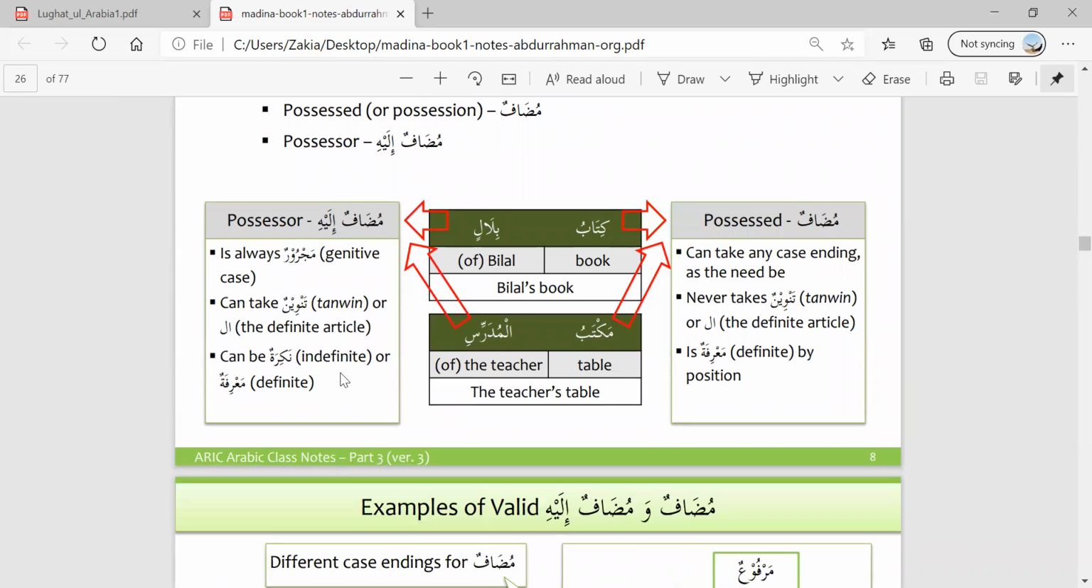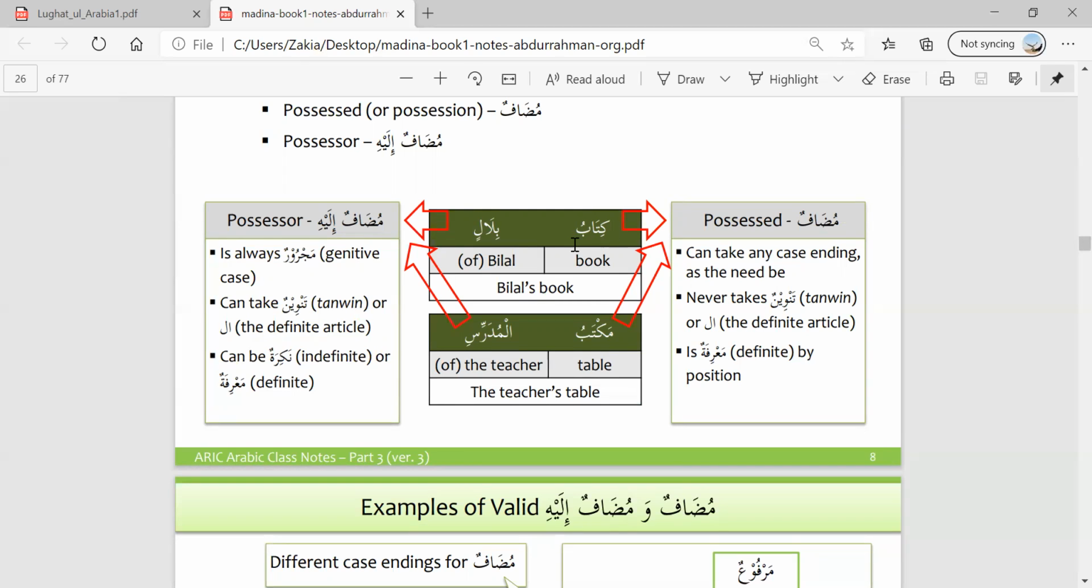Mudaf can take any case ending as the need requires. However, it does not take a tanween, which is a double voweling, or al, the definite article. We've seen before where we looked at definite and indefinite articles, so it doesn't take either. It always ends in one single vowel, and it's not prefixed with an al. It is definite, which is ma'rifa, but without the al.